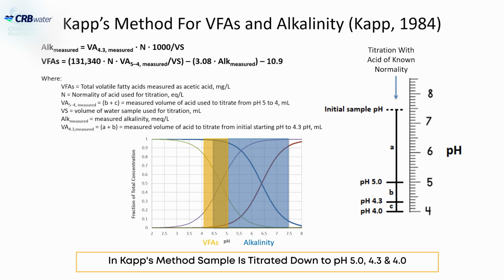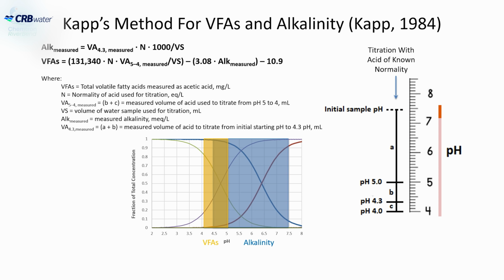In this method, the sample is titrated down to a pH value of 5 using an acid of known concentration. In the second step, the sample is titrated further down to a pH value of 4.3, and in the third and final step, it is titrated down to the pH value of 4. The amount of acid consumed during these steps is used to calculate total alkalinity and volatile fatty acids using the equations as they are shown here.